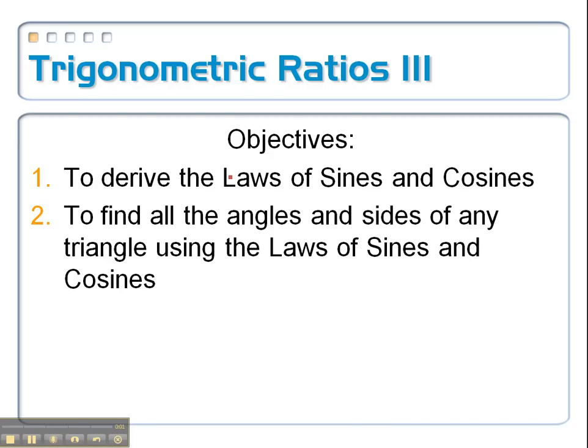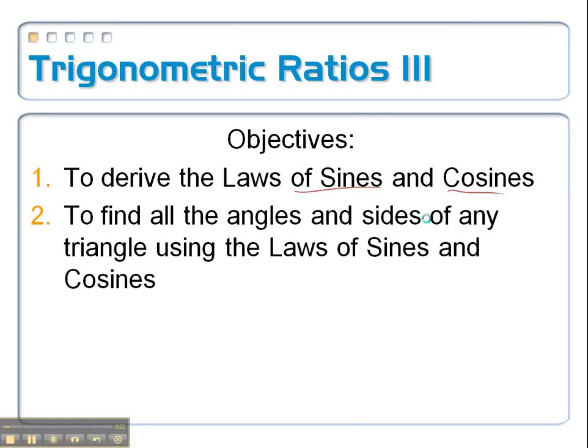Welcome to the third trig ratios lesson. In this lesson, we're going to derive the law of sines and the law of cosines. Up until this point, we've used trigonometry on only right triangles. But with these two laws, law of sines and law of cosines, we'll be able to use it on any kind of triangles, even ones that don't have right angles in them.